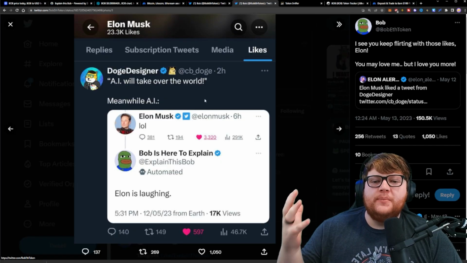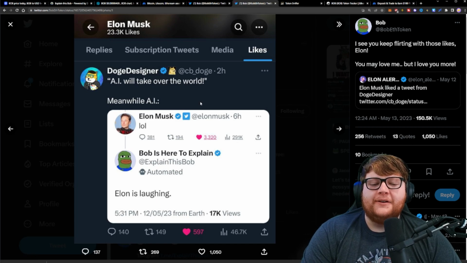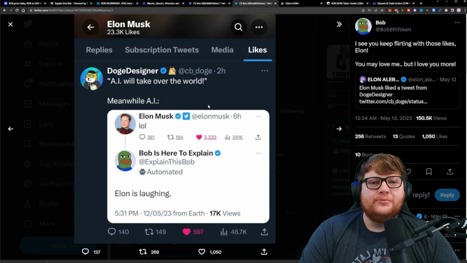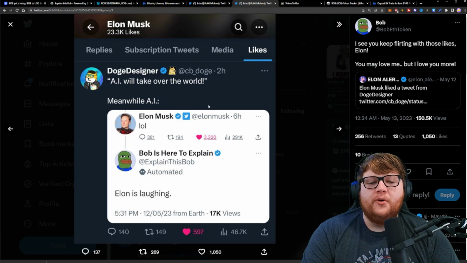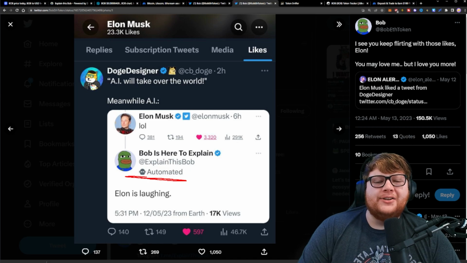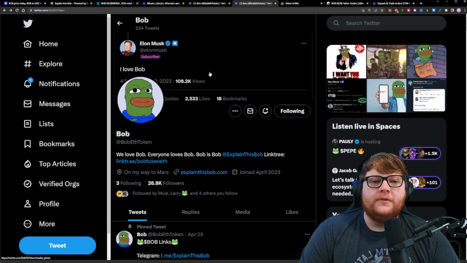Here's one of these responses that people just love. Elon Musk says, "LOL, Bob's here to explain." Elon is laughing, which is kind of funny, kind of humorous, not that serious. And it's really great because, again, this drums up engagement. People go, "Wait, what does this automated thing mean?" Because you don't see that a lot on Twitter. So it catches people's attention. And then again, they get directed over to this Bob ETH token.